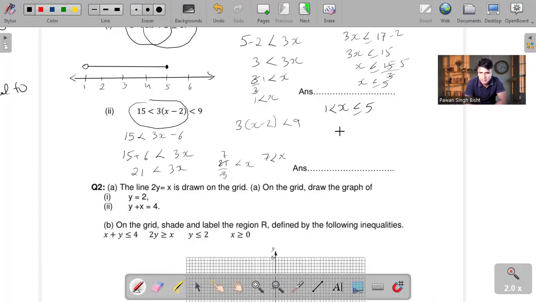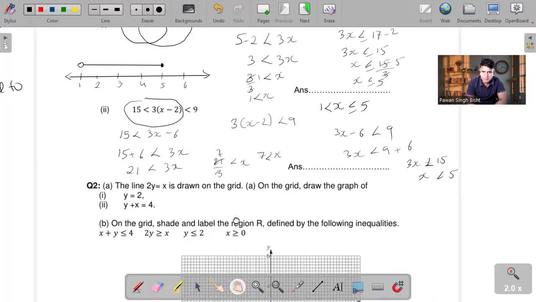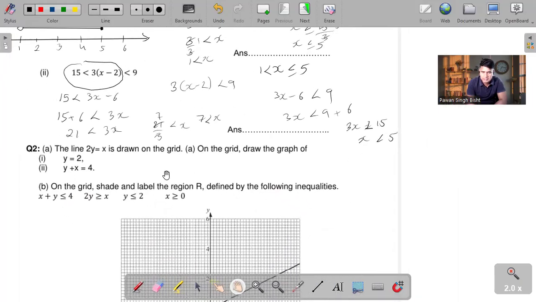Now I solve this part. 3x minus 6 less than 9. So 3x, 9 plus 6, 15. So 3x less than 15. So x is less than 5. 15 divided by 3, 5. So it shows x smaller than 5 and x greater than 7. Now many students make mistake in this type of inequality. They say x less than 5 and greater than 7.